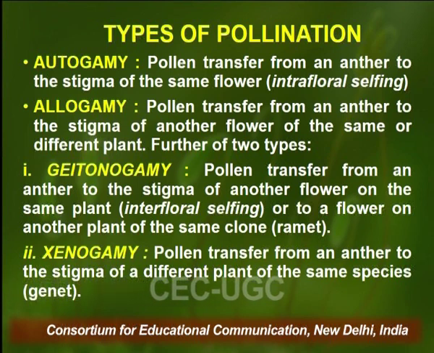When the pollen is transferred from anther to the stigma of another flower which is present on the same or on a different plant, then this phenomenon is allogamy, and this is further divided into geitonogamy and xenogamy. So, when the pollen is transferred from anther to stigma of another flower on the same plant, okay, this is interfloral selfing, or it is transferred to a flower on another plant of the same clone, that is the ramet. This is called geitonogamy. When the pollen transfer is done from an anther to stigma of a different plant of the same species.